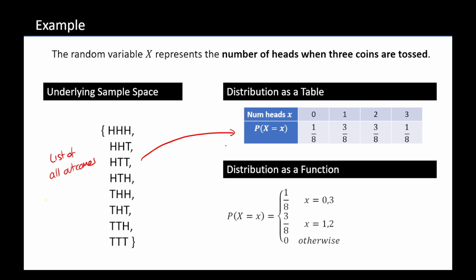I could then go to and from a distribution function in which I've got the probabilities of x. The probability is 1/8 when x equals 0 and 3, and 3/8 when x equals 1 and 2. And for all other values of x, which can't happen, the probability is going to be 0.